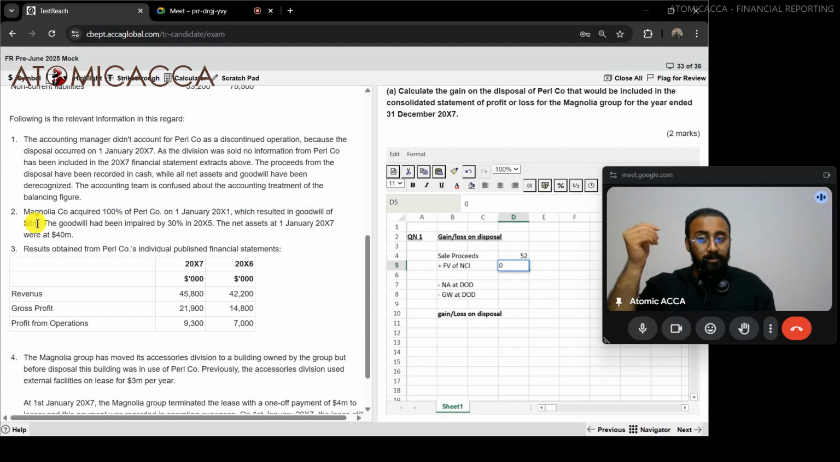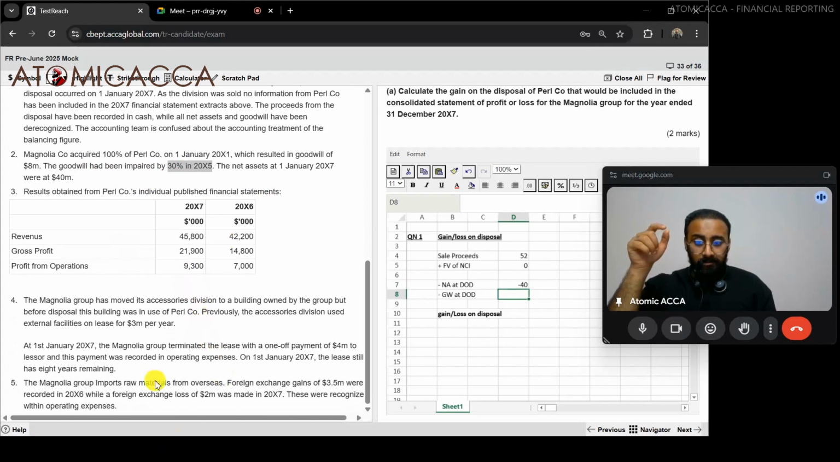Now, this is goodwill on date of acquisition, 8 million. The goodwill had been impaired by 30% in 20x5, and the net assets at 1st Jan X7 were 40 million. What is 1st Jan X7? Date of disposal. So net assets are equal to 40 million. They're telling us goodwill got impaired by 30%.